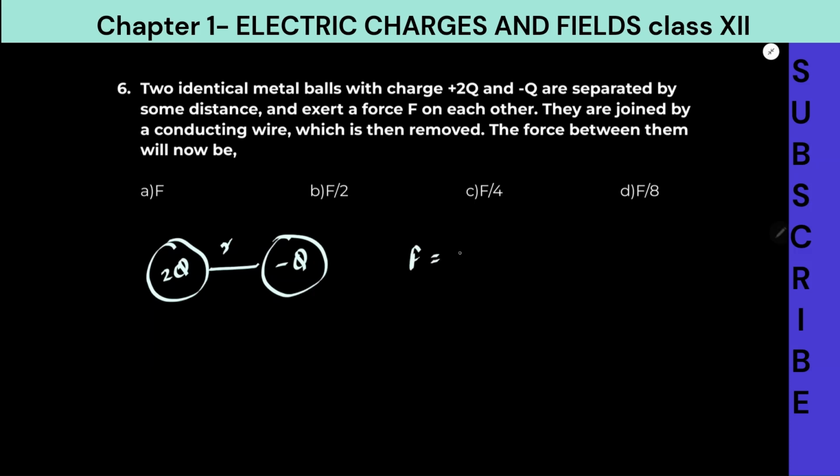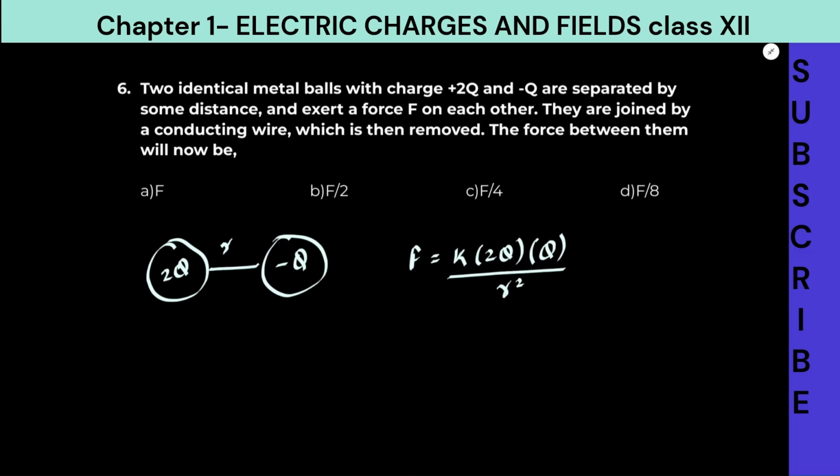So, the force acting on them is, let's make it proper, K, what's the charge on the first one? 2Q. What's the charge on the second one? Minus Q. I am ignoring the negative sign. Why? Because we always take the magnitude in the Coulomb's law upon R square. Great. Now, they are joined by a conducting wire, initially, which is then removed.